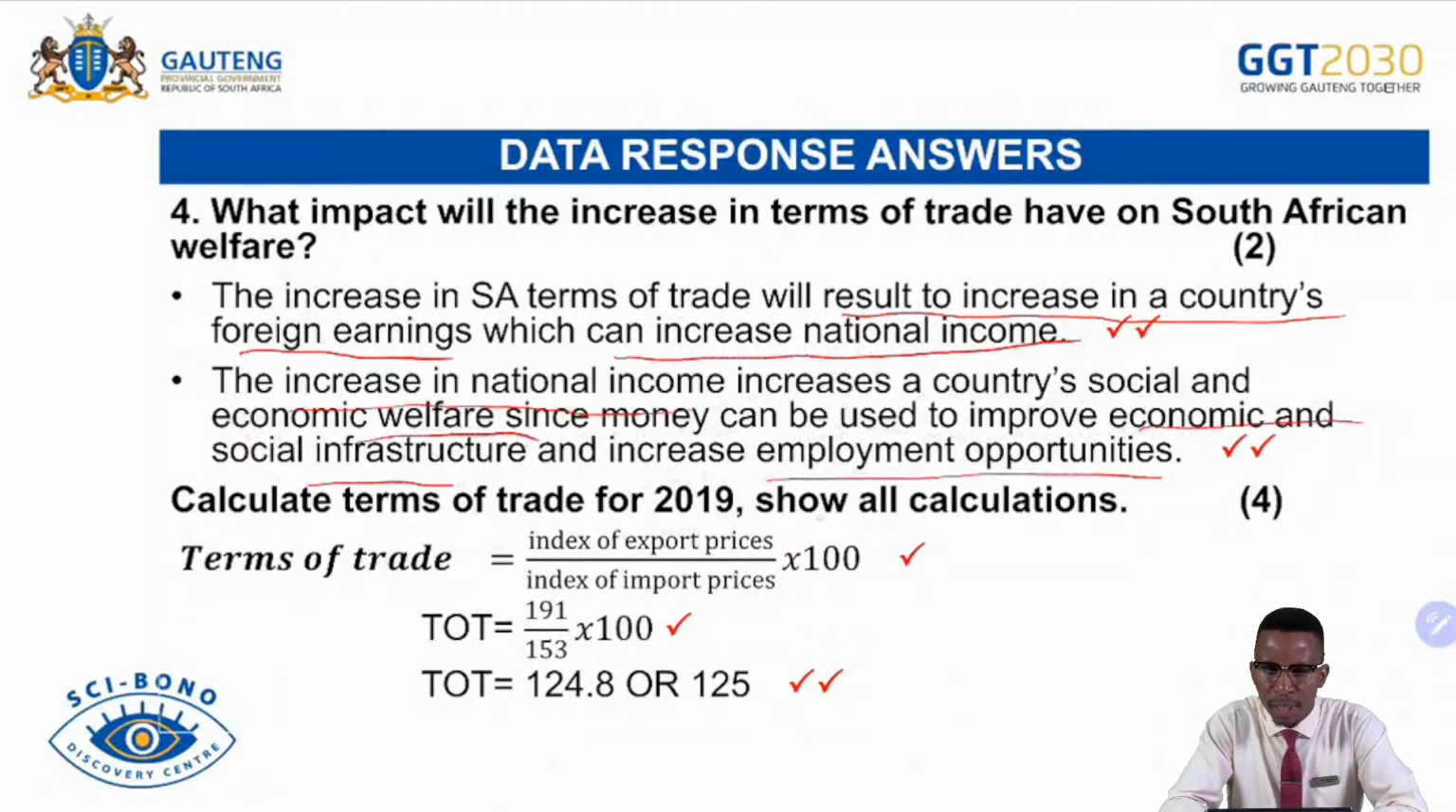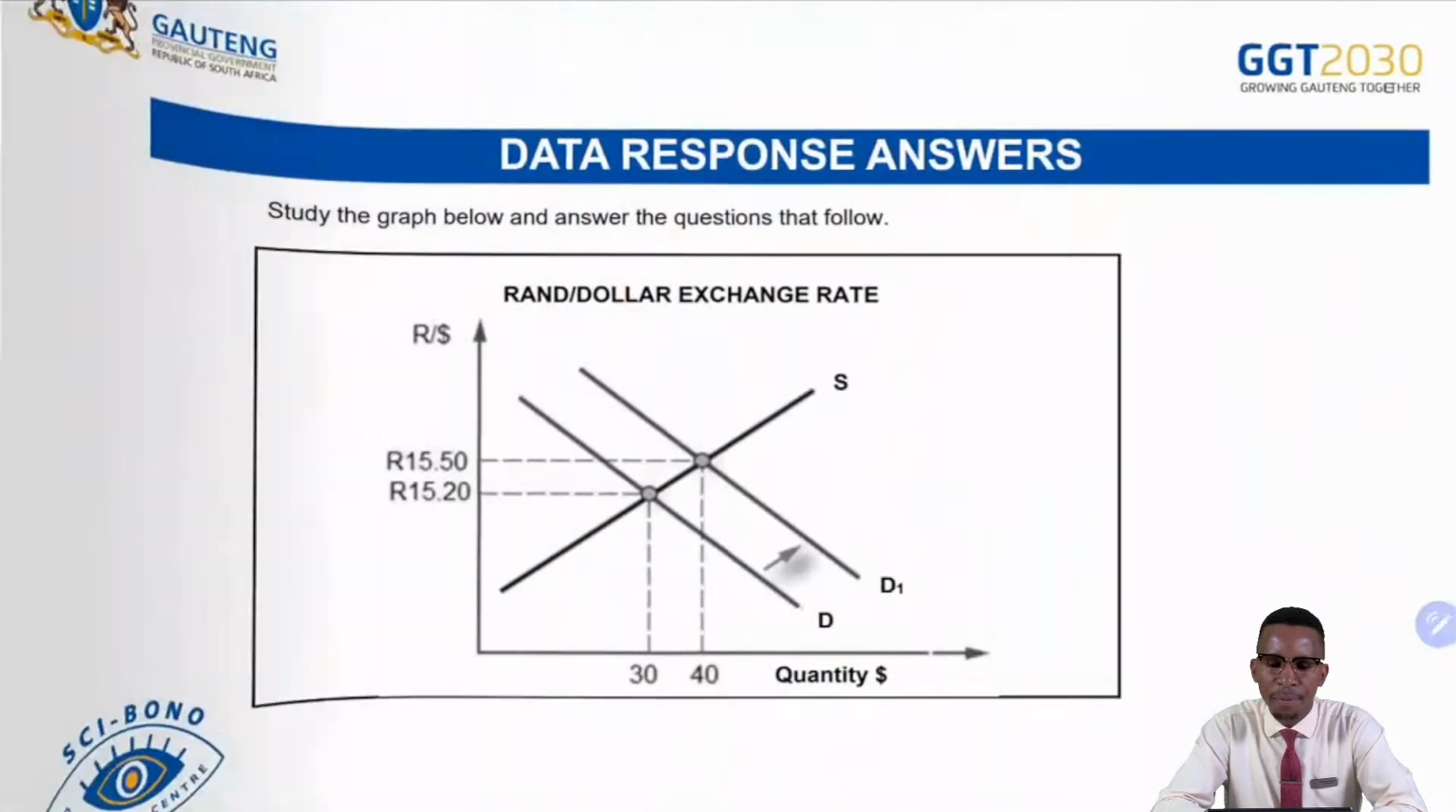Calculate terms of trade for 2019. Show all calculations. So terms of trade equals the index of export prices over the index of import prices multiplied by 100. Then export price was 191 over 153 multiplied by 100, which gives us 124.8 or 125. That gives you the 4 marks. That's how you calculate the terms of trade.